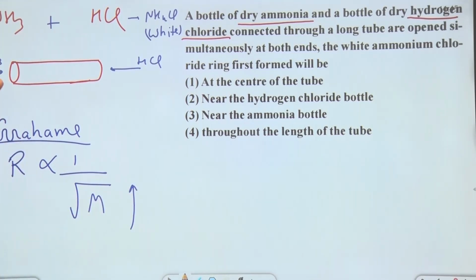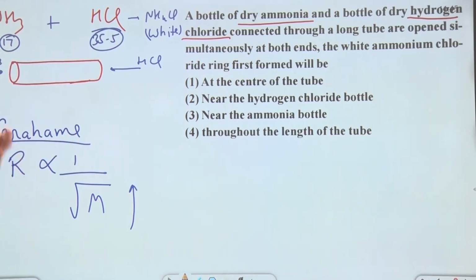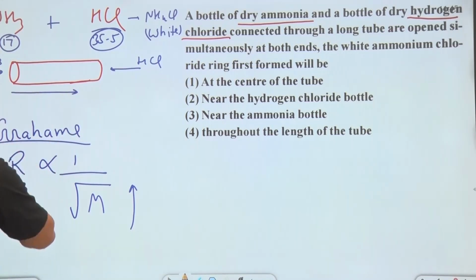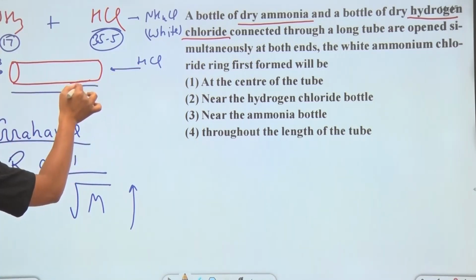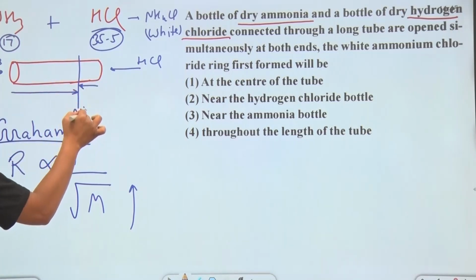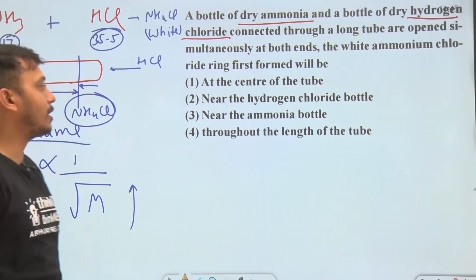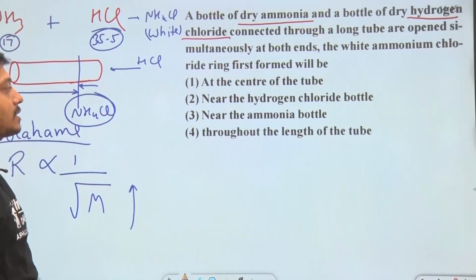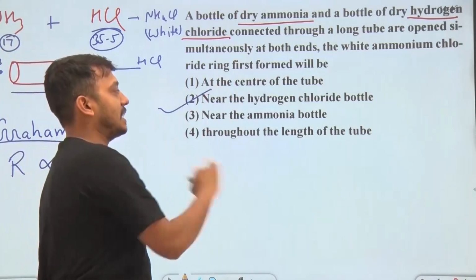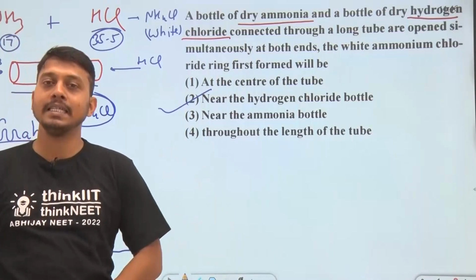Here the molar mass of ammonia is 17, and for HCl it is 35.5. So the lower molar mass is for ammonia. So ammonia will travel more than half the tube, while HCl will diffuse only slightly. This is the reason where NH4Cl white fumes will appear, near the HCl bottle. So near the hydrogen chloride bottle is the correct option. Hence option number 2 is the correct choice.